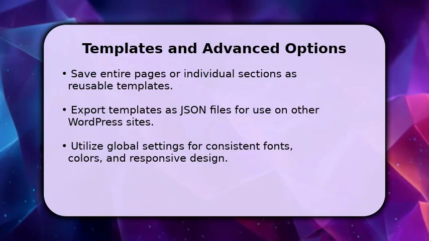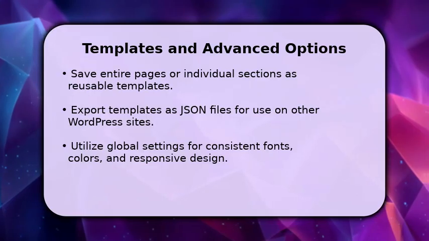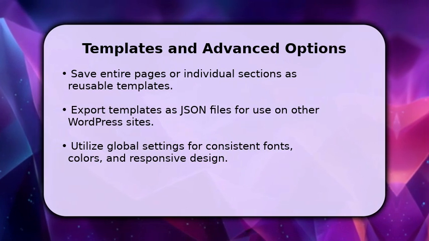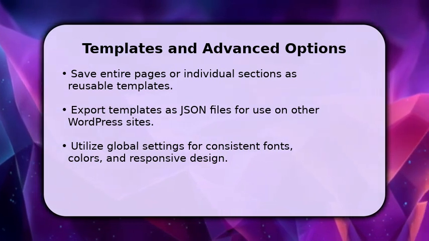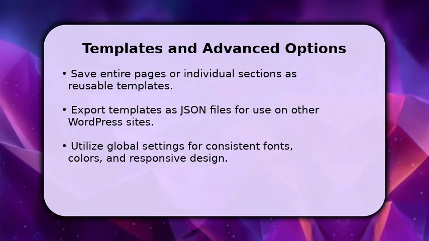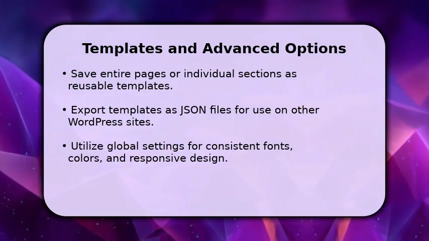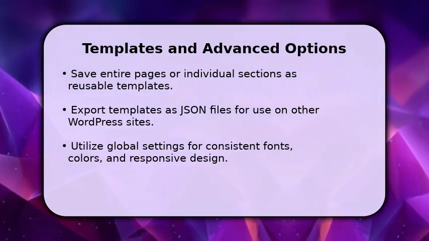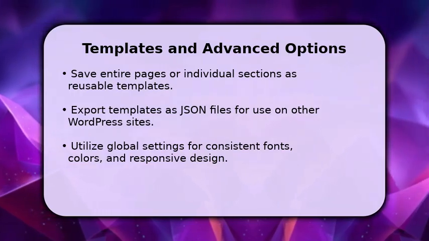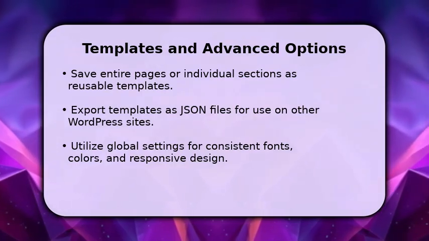Elementor offers powerful features to streamline your workflow. You can save any page or even specific sections as reusable templates, accessible from your Elementor library. These templates can be exported as JSON files, allowing you to easily import them onto other WordPress websites. Additionally, Elementor's global settings enable you to define consistent fonts, colors, and responsive behaviors across your entire site, ensuring a cohesive and professional look.